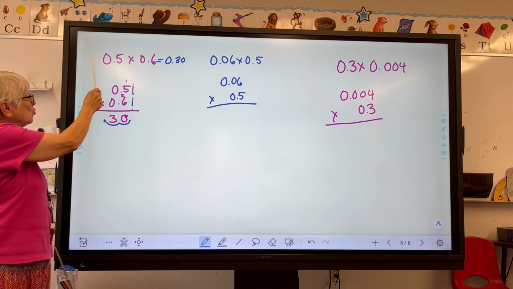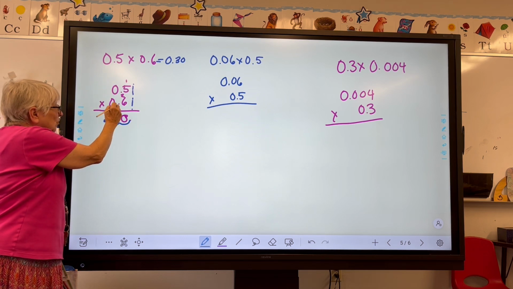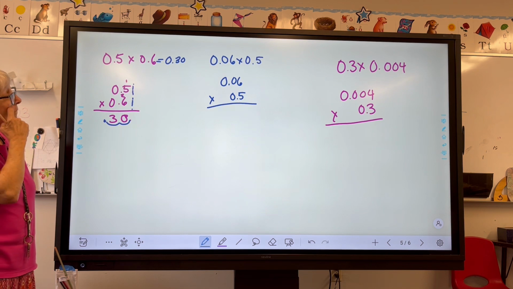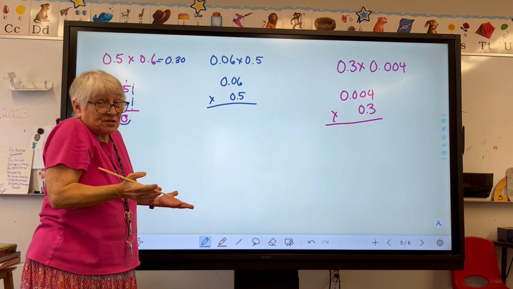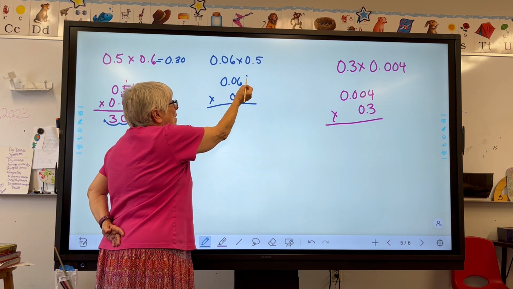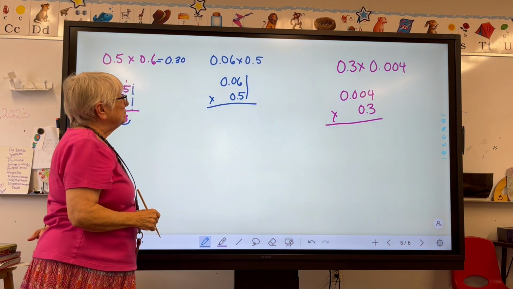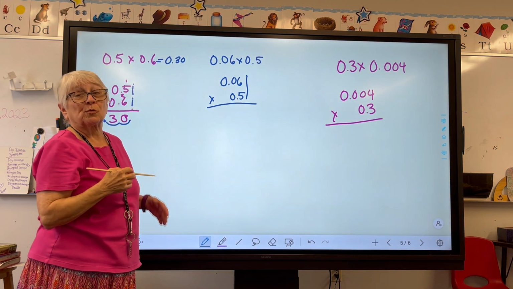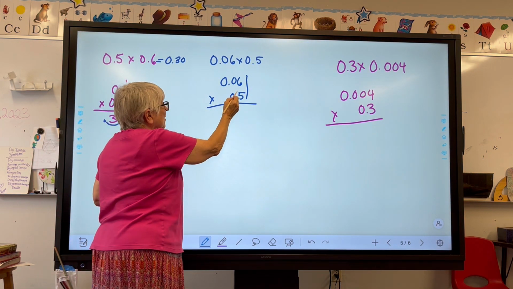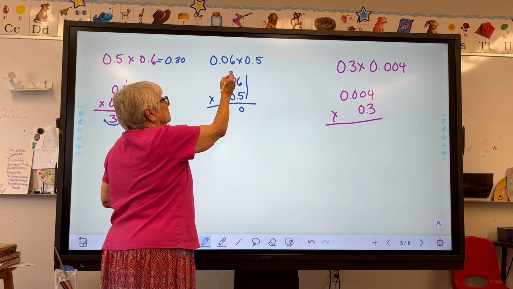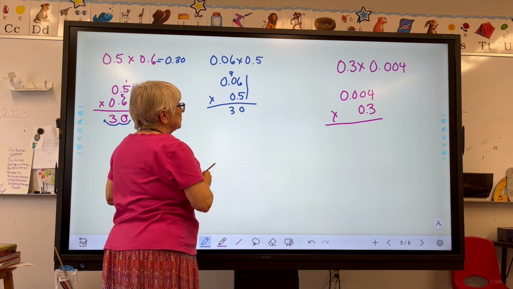Okay? You don't bring the decimal straight down. You count the numbers and move it back that many places. Let's try this one. It looks the same, but it's a little bit different. I've lined them up on the side. And I put the one with 3 digits on the top because that's the way I like it. 5 times 6 is 30, carry the 3. 5 times 0 is 0, plus 3 is 3.